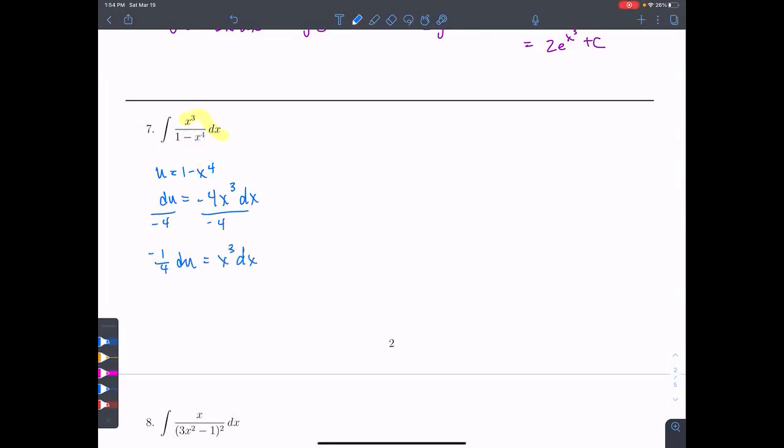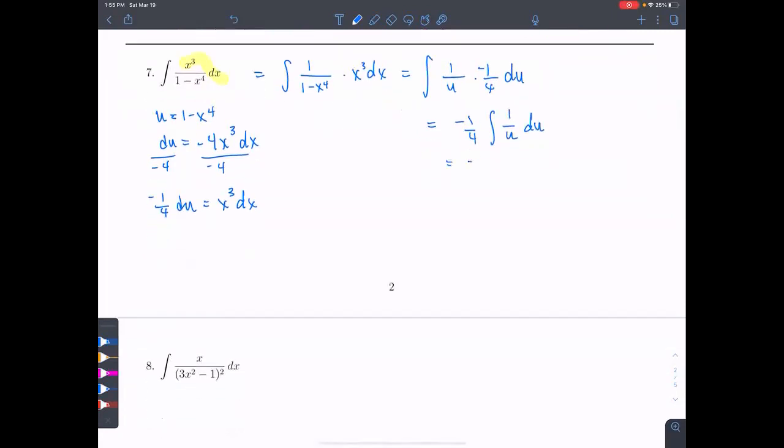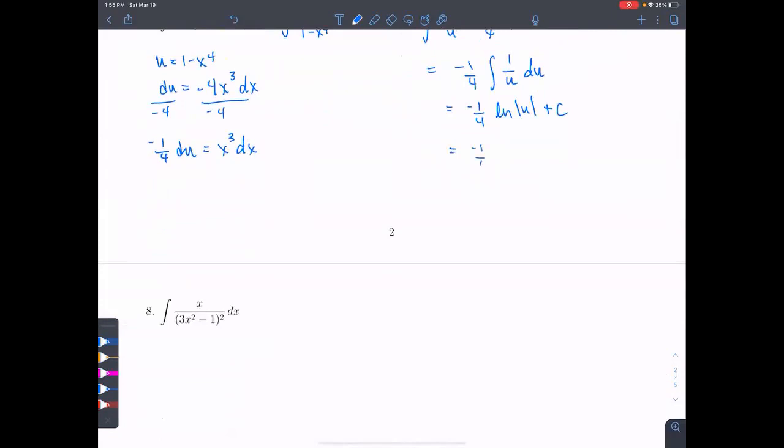And then I'm ready to make my substitution. So this is actually the integral of 1 over 1 minus x to the 4th times x cubed dx, which when I make my substitutions, that's 1 over u times negative 1/4 du. That negative 1/4 I can take out. So I'm looking at the integral of 1 over u du. And then the integral of 1 over u is the ln of absolute u plus c. And then that's going to be negative 1/4 times the ln of absolute 1 minus x to the 4th plus c.